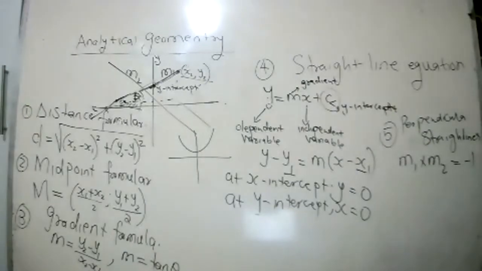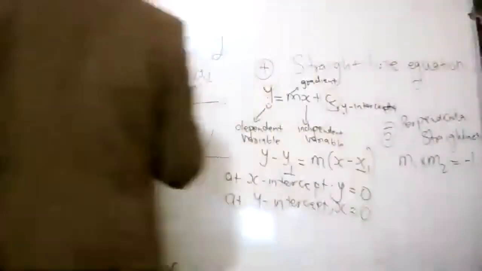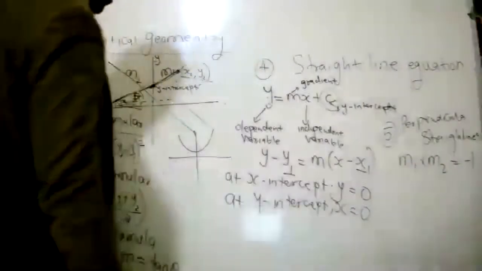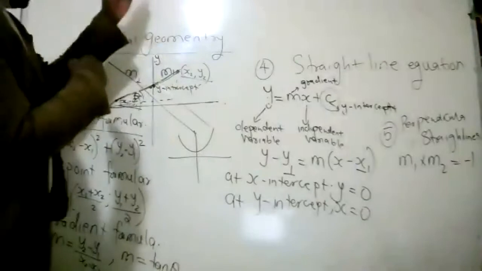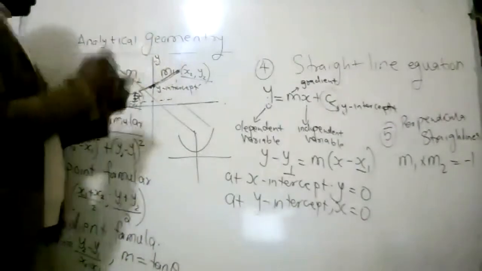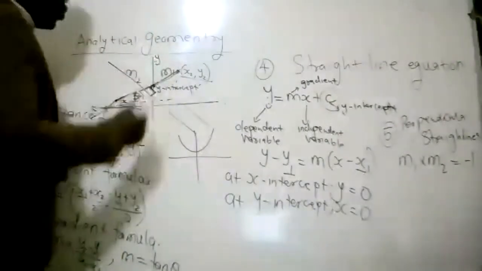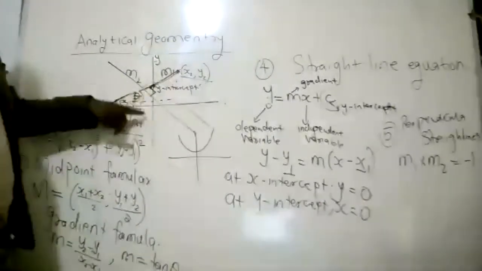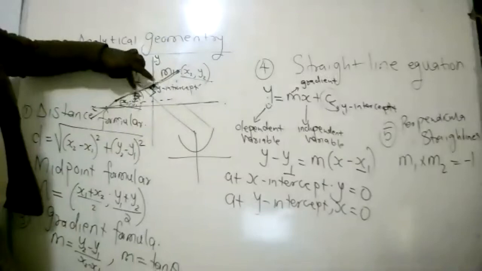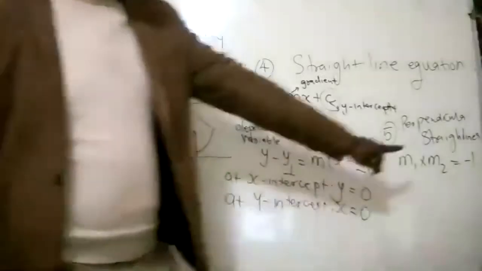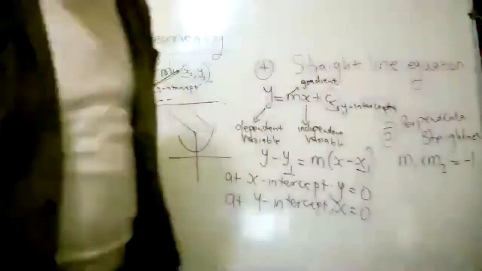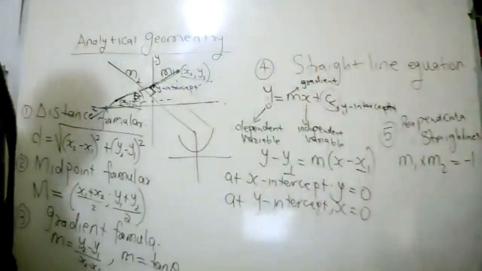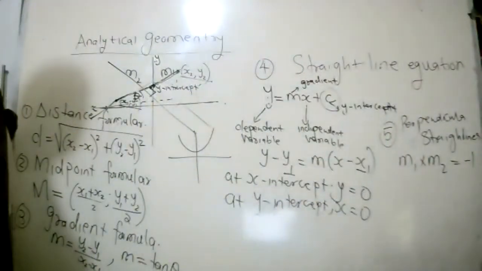This does not change, as long as these two straight lines are perpendicular to each other. Perpendicular is when there is 90 degrees when we measure the angle between the two straight lines. If these two straight lines are perpendicular to each other, when we multiply their gradients, they must be equal to -1 at all times. So take note of that important statement.